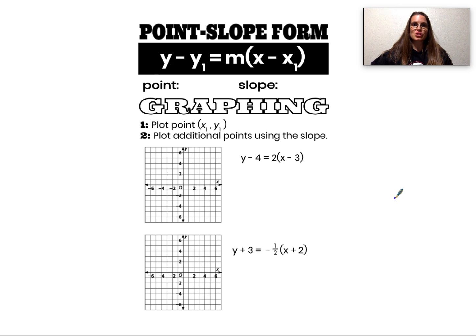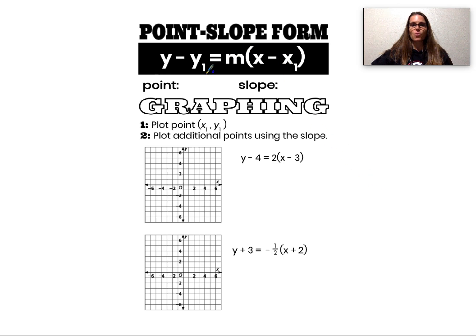So far, we have learned two linear equation forms. We've learned standard form and slope-intercept form. We are now learning a third linear equation form called point-slope form. Point-slope form is when an equation is written as y minus y1 equals m times x minus x1.